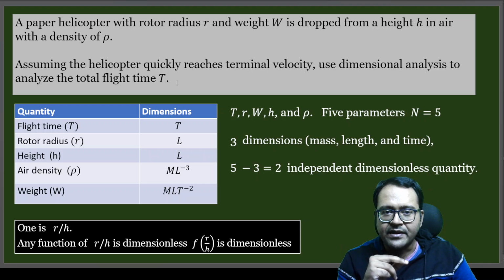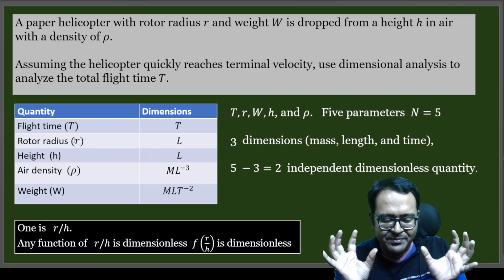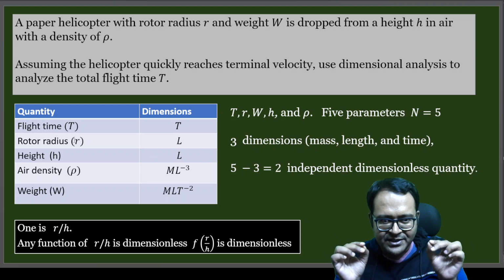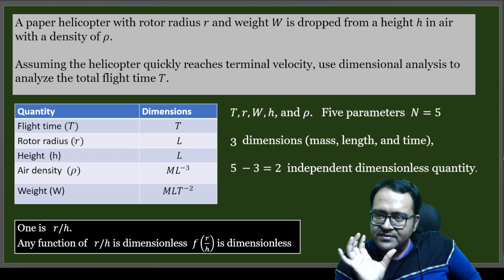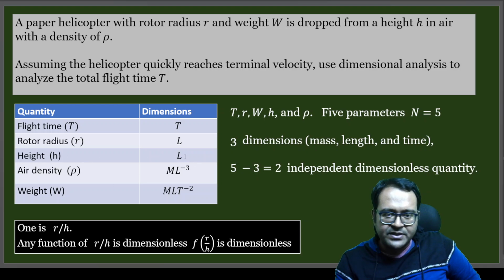And we'll see how Buckingham Pi Theorem applies there. So what are the quantities we are dealing with? One is the flight time of the helicopter. Second is the helicopter radius. Okay, you don't have a proper rotor in a paper helicopter. We made it in childhood. So let's say we are dealing with some radius of the helicopter, some length of the helicopter. Then we are dealing with the height. We are dropping from a height. That height will be something to be considered.